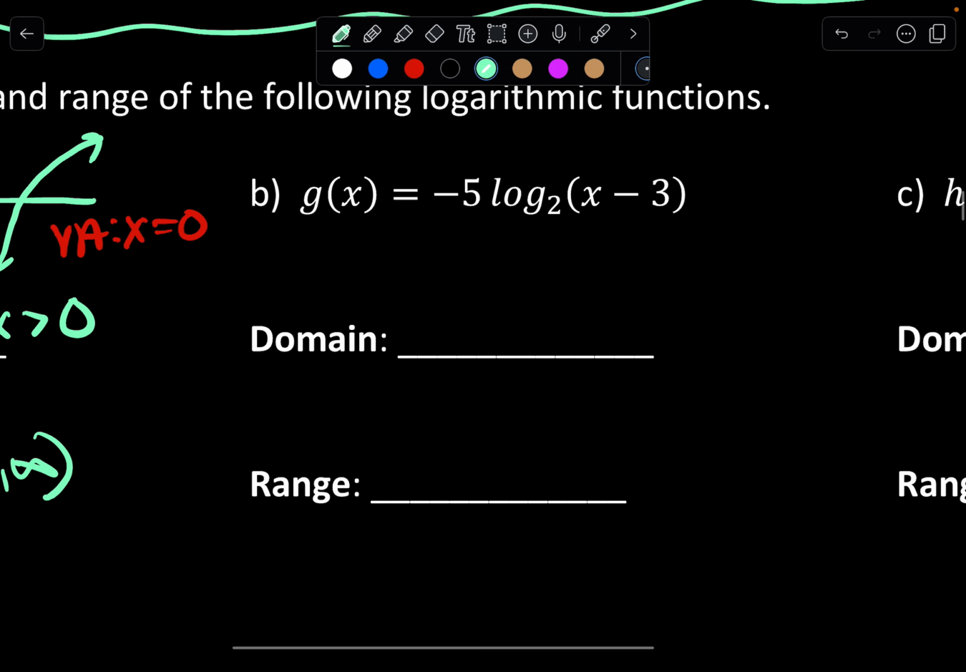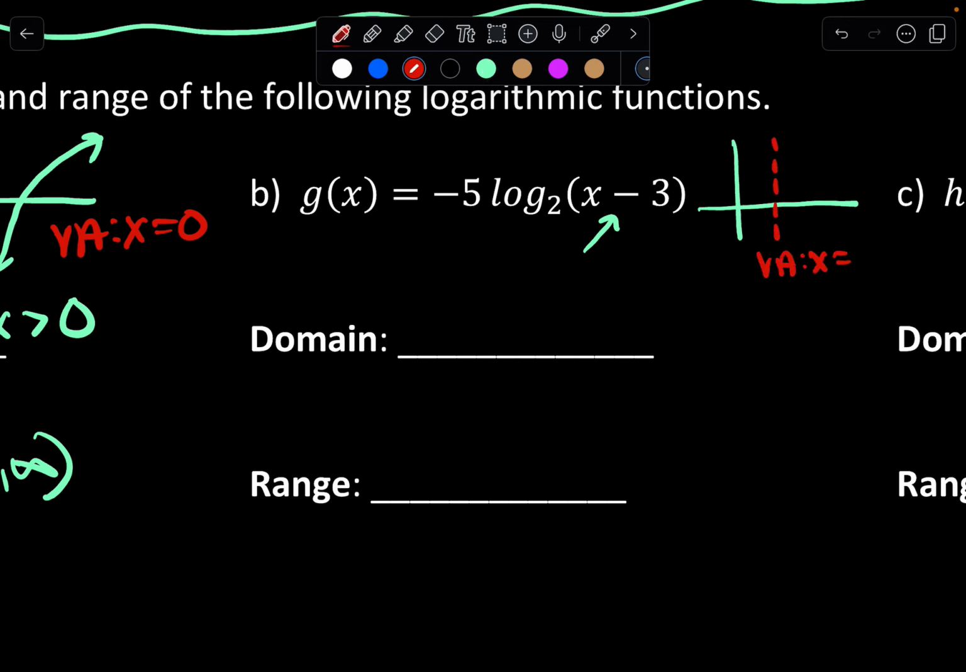All right, g of x. A couple transformations occurring. That's why we want to do a sketch. If we look at this, our vertical asymptote was shifted to the right by 3 units. So it's at x equals 3. And we also have a vertical reflection. So now instead of increasing, it's going to be decreasing. So we are flipping the curve.